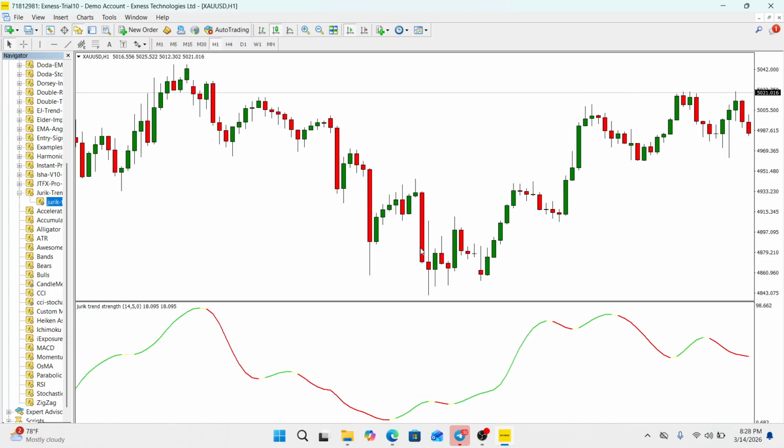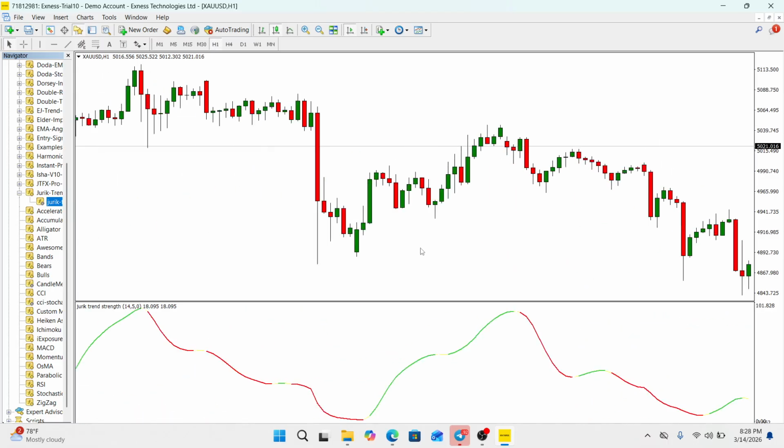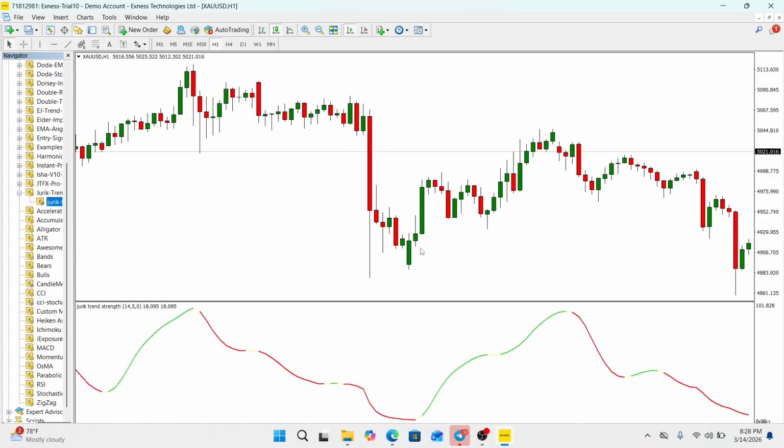It is a visual analytical tool only and does not execute trades. Even smooth indicators can be late to signal trend changes, and strong readings do not guarantee trend continuation. Always confirm with other analysis.